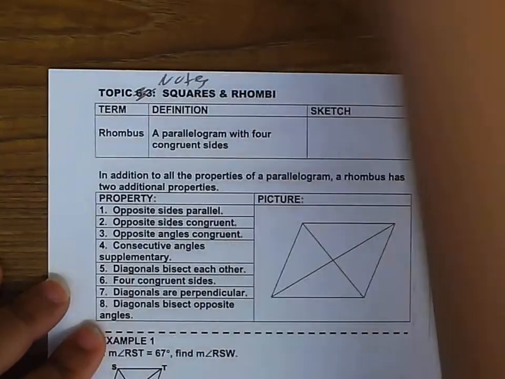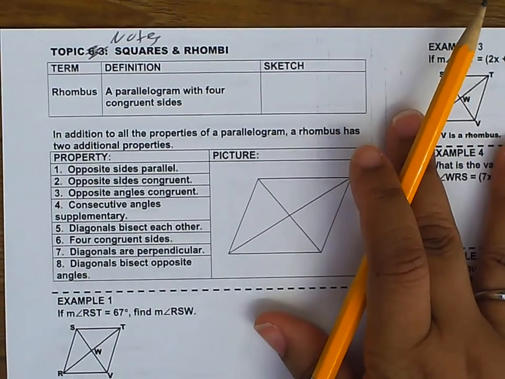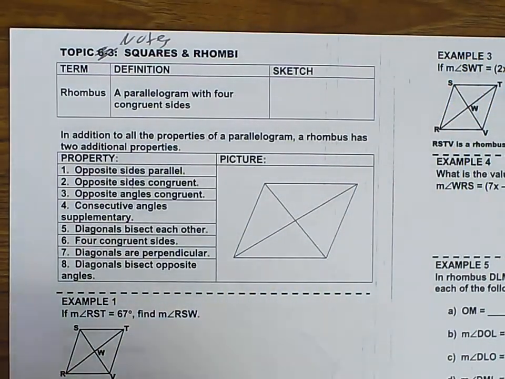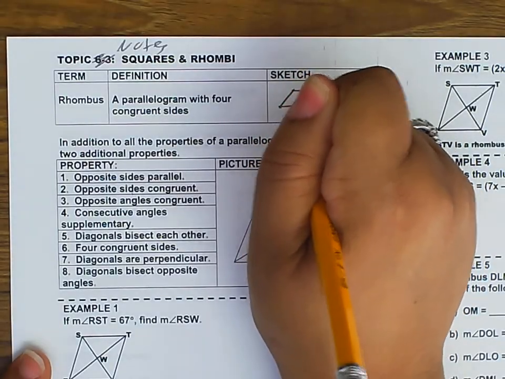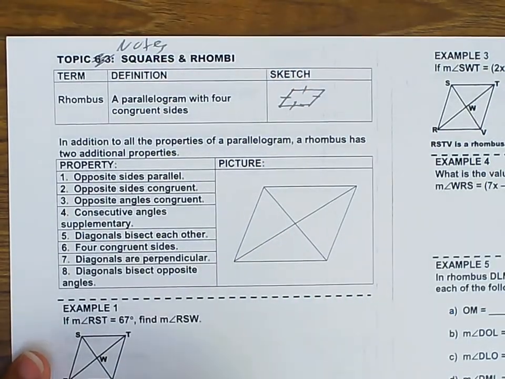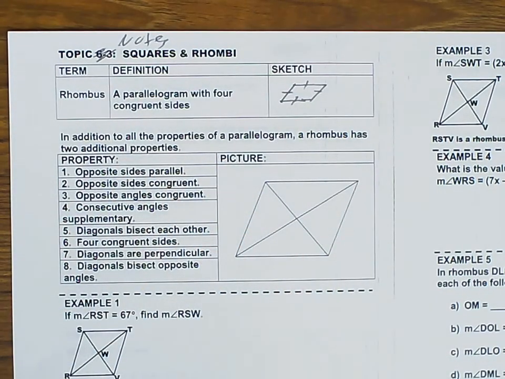Make this a little bit bigger. Okay, so a rhombus is a parallelogram with four congruent sides. So you can just make a sketch. That means all the sides are equal. These are the properties, so I'm just going to read through them, and this is what you refer to as you're working the problems out.